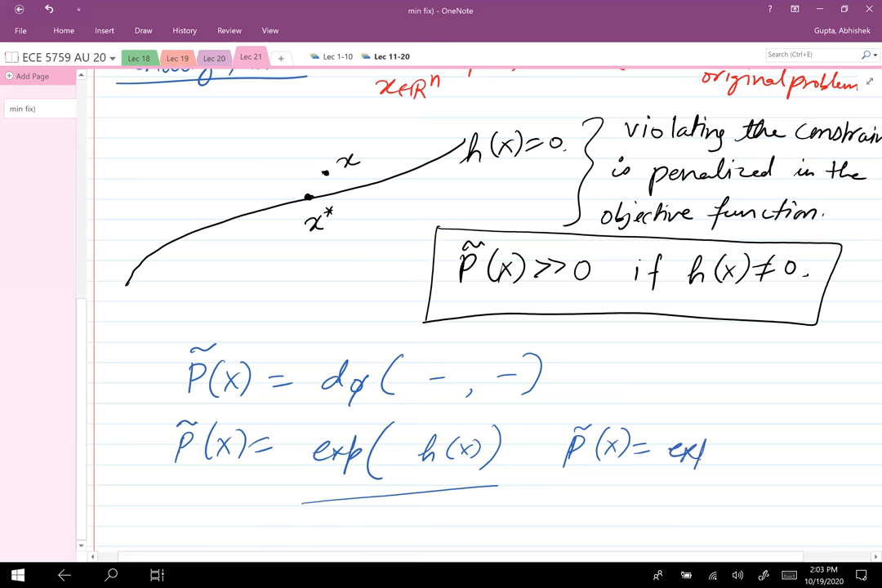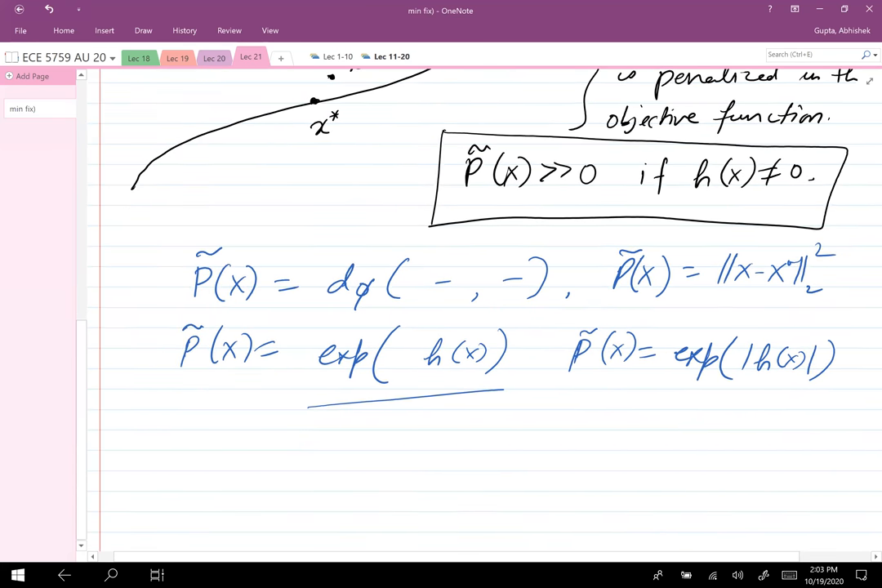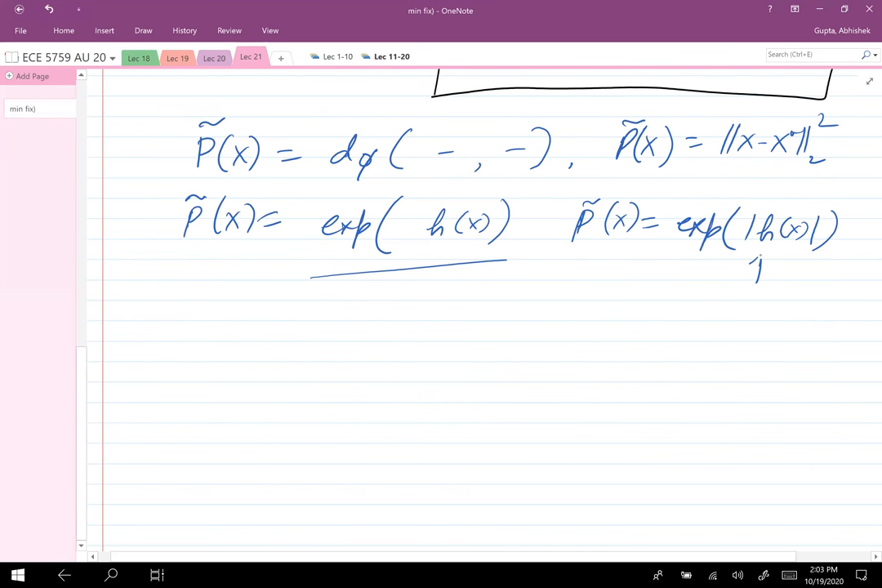So let me go over this one. Let me write x minus x star square. Let me make it norm of h of x. Okay. So this has a desirable property that if hx becomes positive or negative, this term still will blow up very quickly. So therefore, this is a valid penalty function. In fact, we used it in the Lagrange multiplier theorem, this sort of penalty function. But then it requires you to have the knowledge of x star, which is exactly what you're trying to seek. So therefore, this penalty function is not very useful.